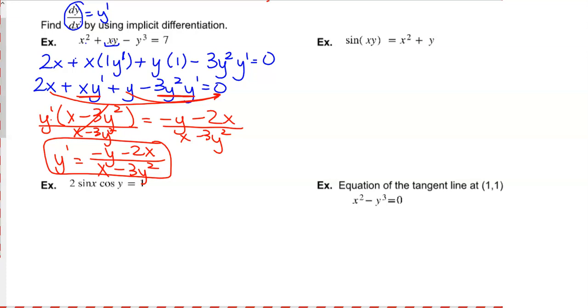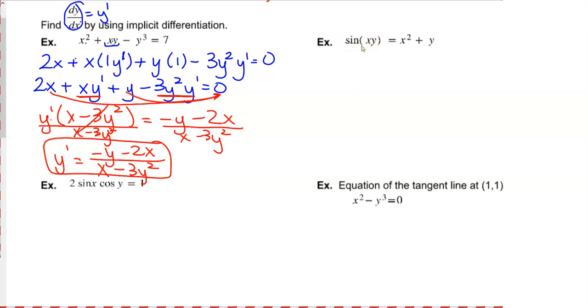So I have sine of xy is equal to x squared plus y. Obviously, the right side is going to be much easier than the left side. The left side is actually having two different functions. I have this function and that function. So that incorporates a chain rule that we learned in the last section. The outermost function is sine. The innermost function is this x times y.